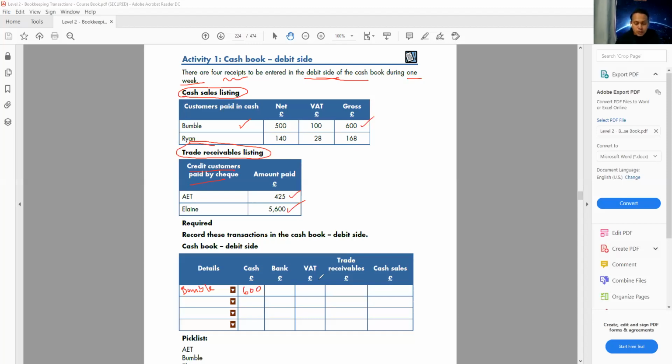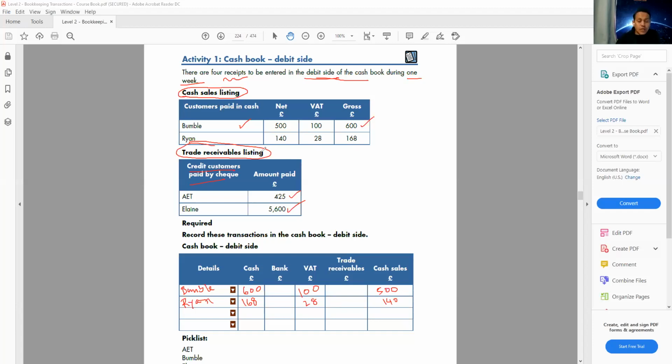So out of 600, 100 is for the VAT and 500 is for me for the cash sale. So 500 for me, that is the cash sale, and £100 is for the VAT. The next one we have is Ryan. Ryan, we have received a total of 168, same story. VAT is 28, and for us it is 140. So this is it for our cash book debit side for the cash transactions.